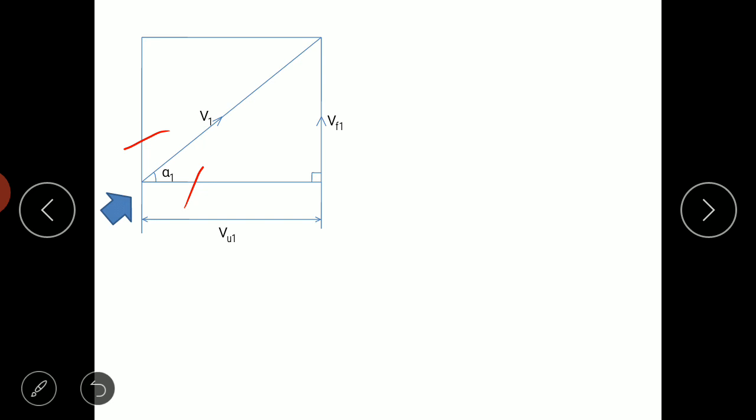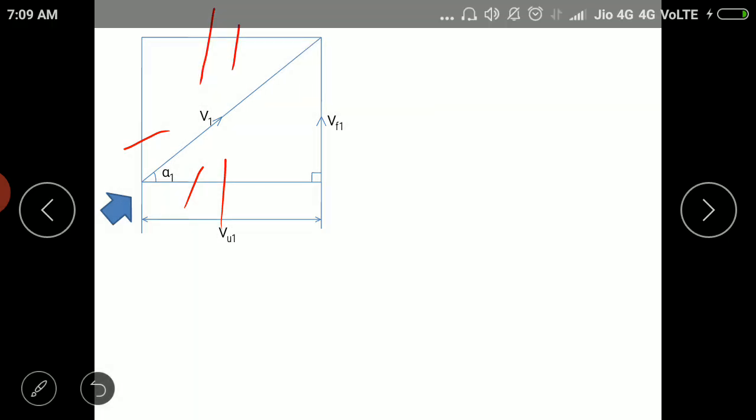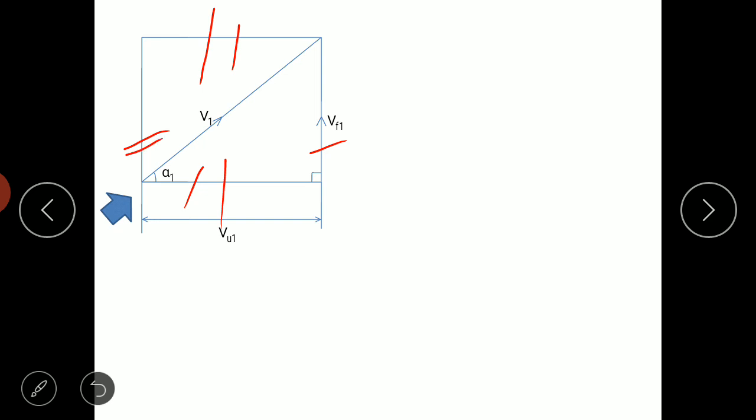We are assuming that V1 is split in two mutually perpendicular directions, one horizontal and one vertical. Please understand that this line and these two lines are similar. By similarity, either you can take these two lines, or you can take these two vertical lines. But for simplicity, we are taking this line and this line, making a triangle. I hope this much is clear.